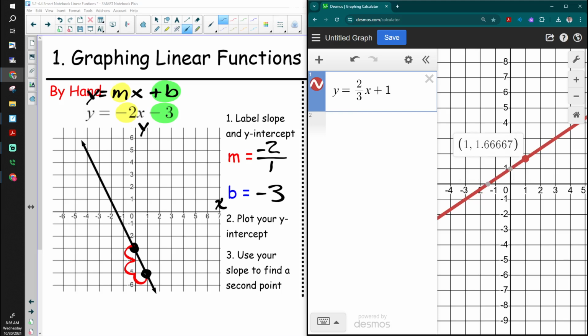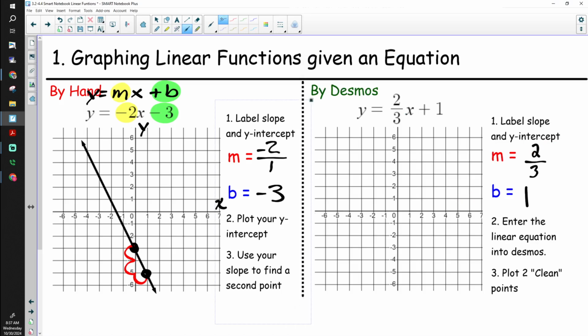So watch what you can do. If I click and hold down on my line, I can slide and find any point I want on this line. So I'm going to go find a nice pretty point. There's my nice pretty point. I'm shaky, but you get it: 3, 3. So I got 0, 1, and I got a pretty point 3, 3. So I plot those points: 0, 1 and 3, 3.